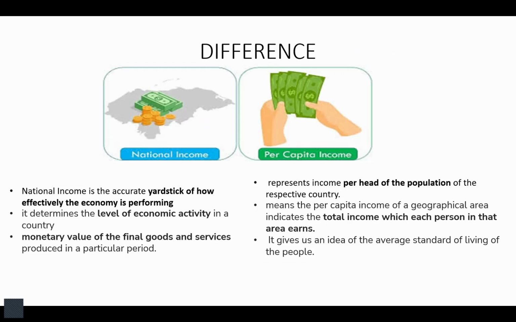National income is the accurate yardstick of how effectively the economy is performing. It determines the level of economic activity in a country, the monetary value of the final goods and services produced in a particular period. Whereas per capita income represents income per head of the population of the respective country. It means the per capita income of a geographical area indicates the total income which each person in that area earns. It gives us an idea of the average standard of living of the people.